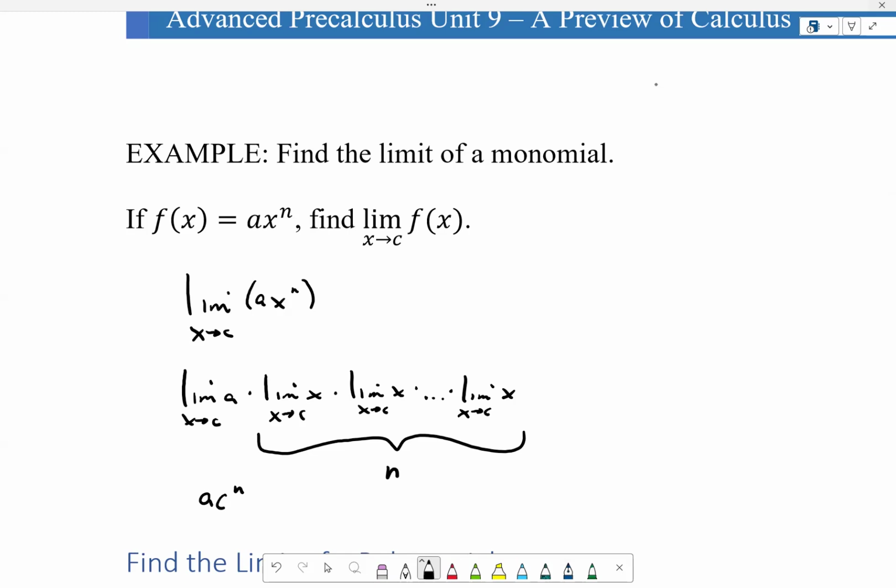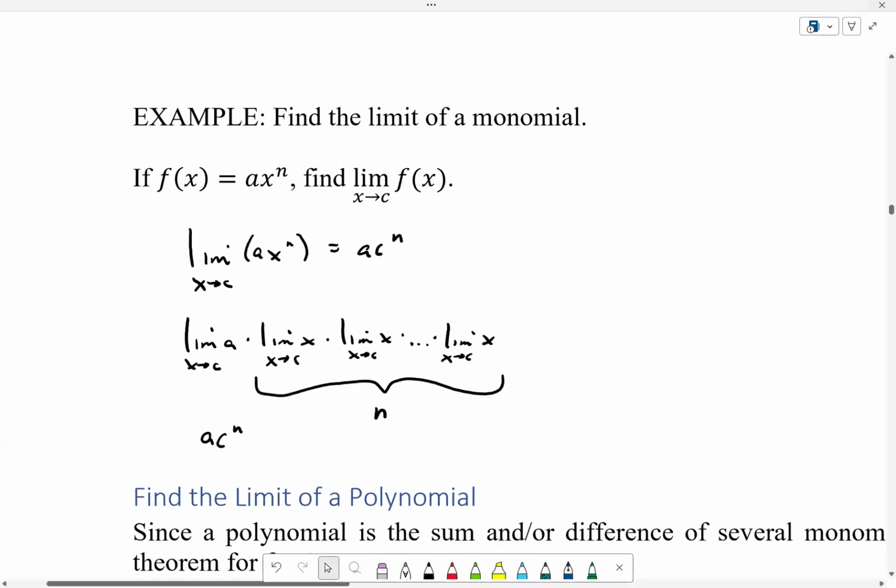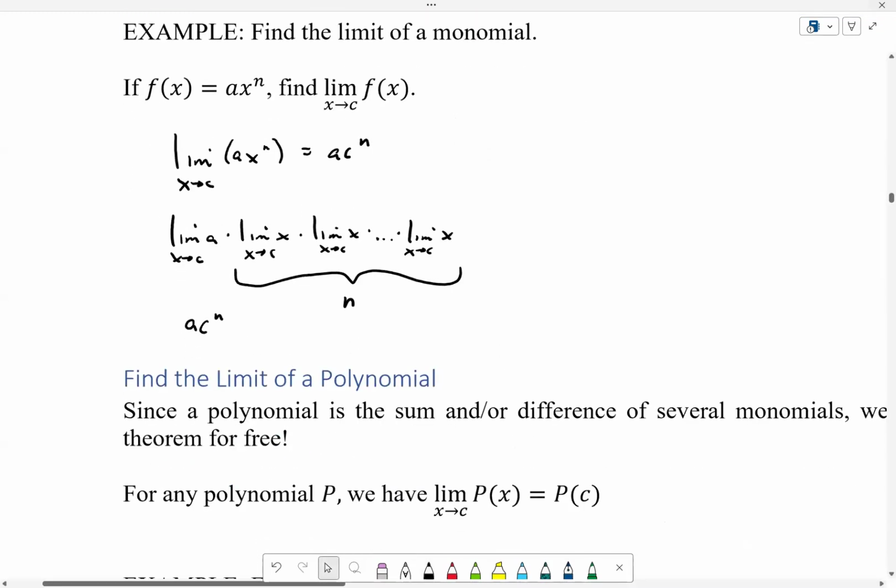That gives us a really nice tool. You may have been saying in your mind, can't I just plug in that number? Well, now that we have this, yes, you could just plug in that c if it's a monomial. You don't have to break it up into a ton of little limit statements. So we're building a structure here. So that's monomials, but how about larger degree polynomials?